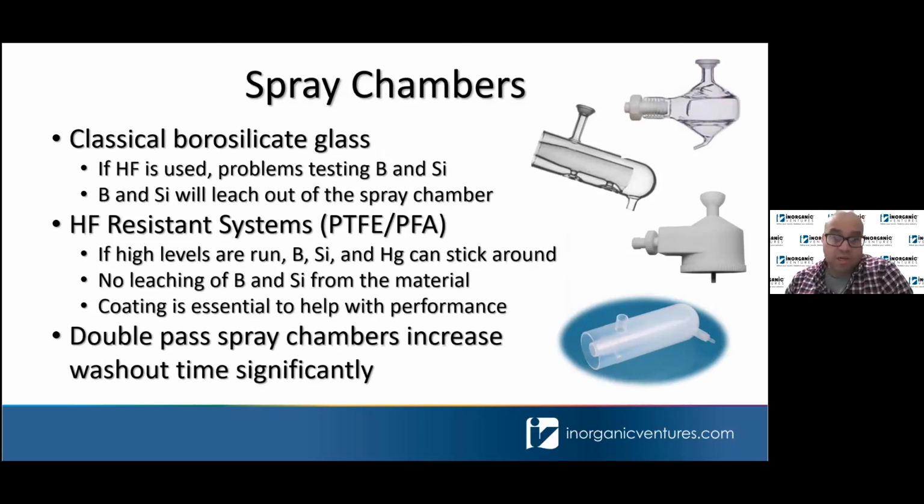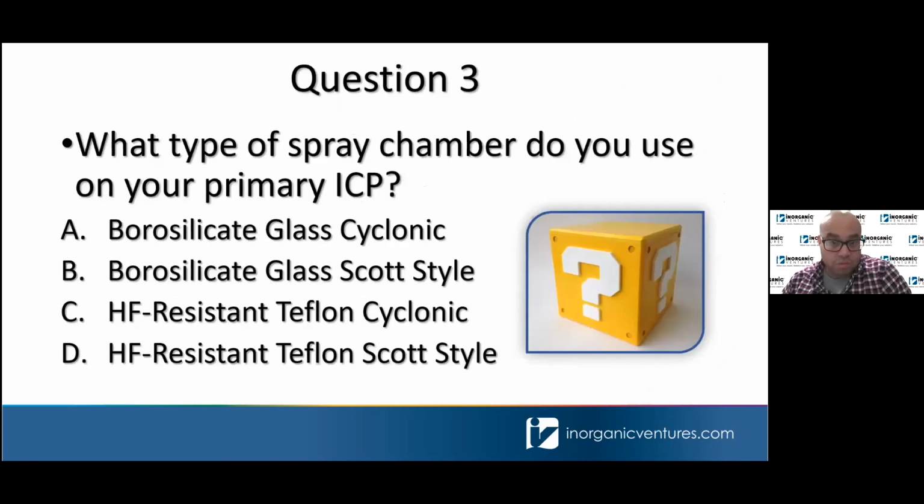On the other end, if you're using an HF resistant system like PTFE or PFA, high levels of things like boron and silicon, and particularly mercury in nitric matrices, can stick to the plastic, and they'll effectively release over time as you run different matrices through, and that can add to your washout issues. The coating is essential. We have a really good partner that we work with for our HF resistant systems, and we'd be glad to field any questions afterwards about any issues you might be seeing with HF resistant systems. I'll just mention double pass spray chambers. Those happen to increase your washout time due to their physical configuration.